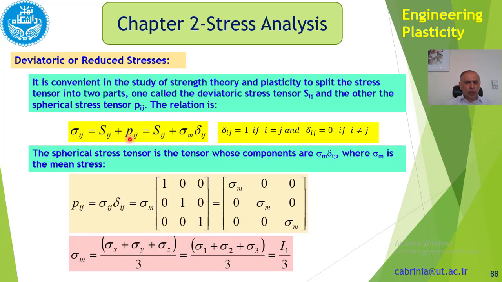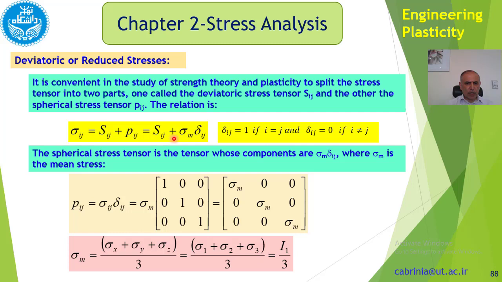Instead of this Pij, we could write sigma m delta ij and Sij. So sigma ij, i and j could be x, y, and z, or could be 1, 2, and 3. Therefore, here we are saying, because in the previous slide we showed that for the normal stresses only we have reduced stress components, not for the shear stress.